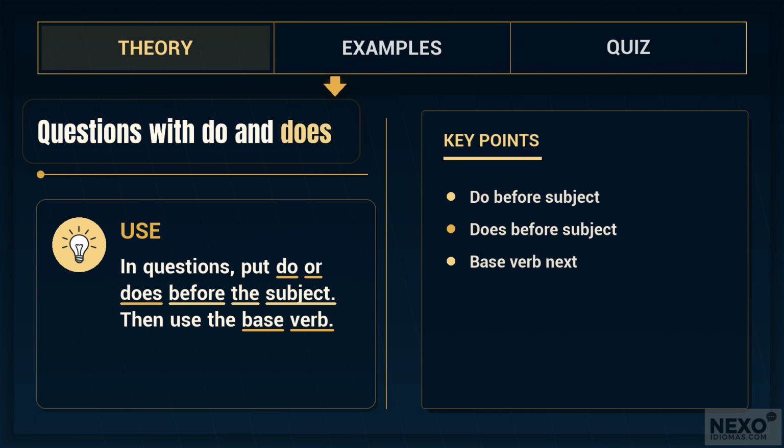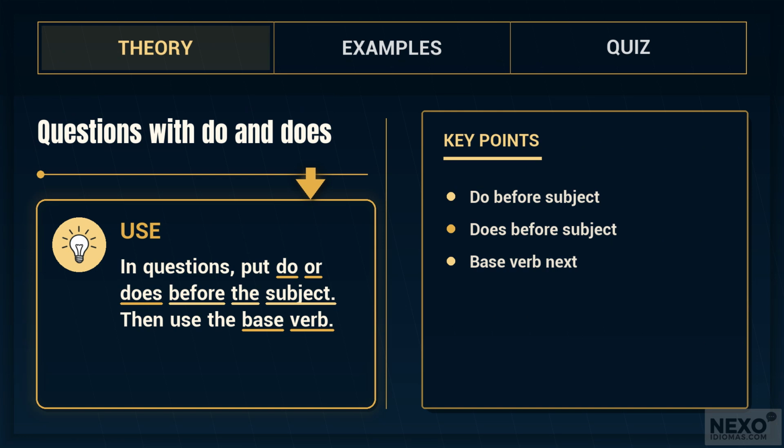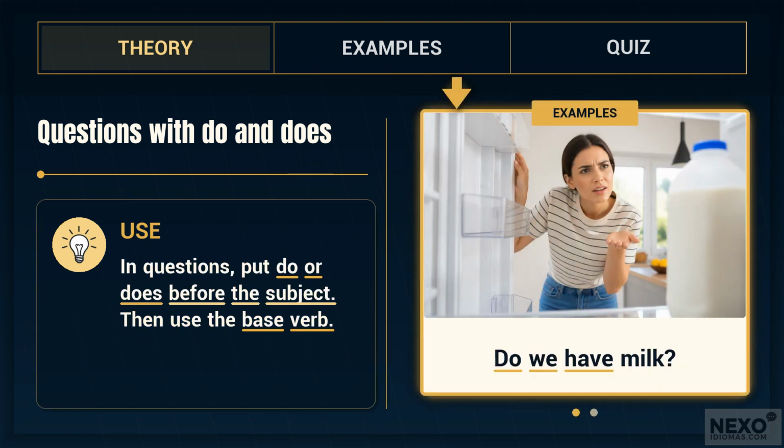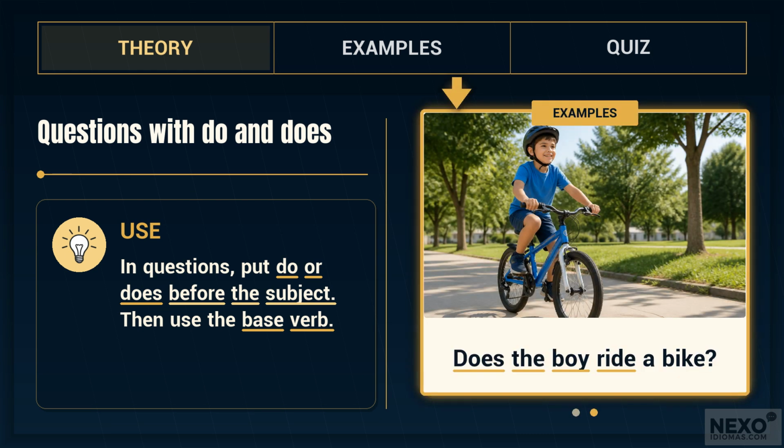Questions with do and does. In questions, put do or does before the subject. Then use the base verb. Example: do we have milk? Example: does the boy ride a bike?